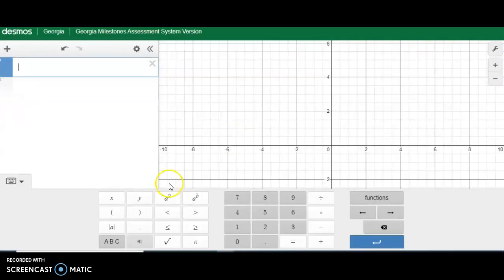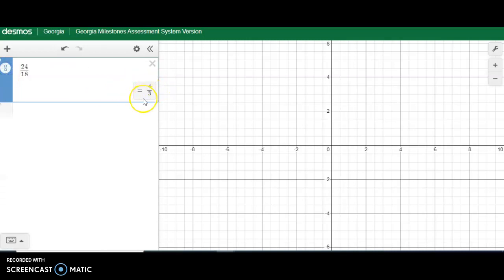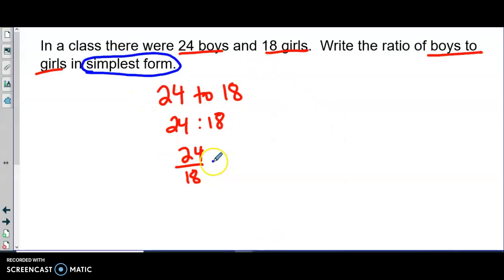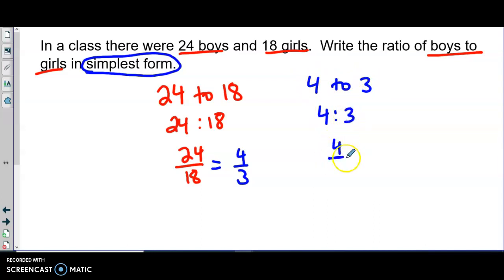If I type in 24 divided by 18, first it's going to give me a decimal, but I don't want the decimal. I want the reduced fraction. So you go over here and hit this blue fraction button, and that gives you the most reduced fraction. So the most reduced fraction is 4/3. So I'm just going to rewrite this as 4/3. That means it could be written a lot of different ways in multiple choice: 4 to 3, 4:3, or 4/3. So that's our original ratio, and then we reduced it in Desmos, and those are our simplest form ratios.